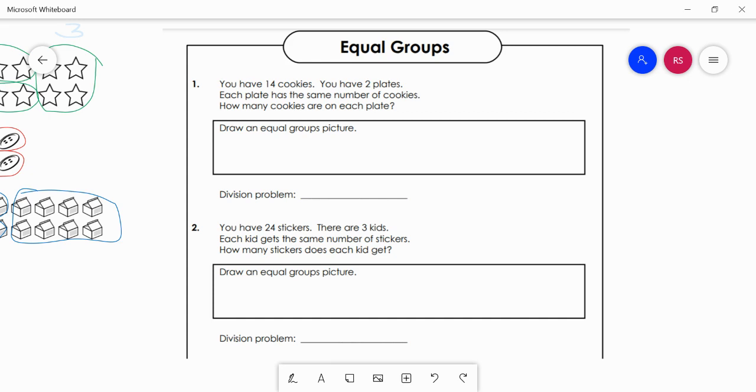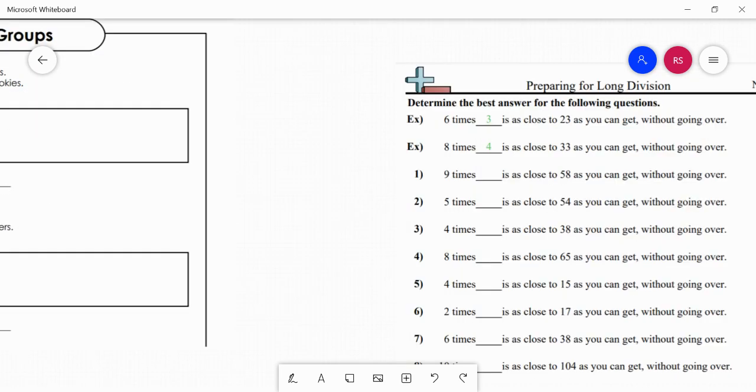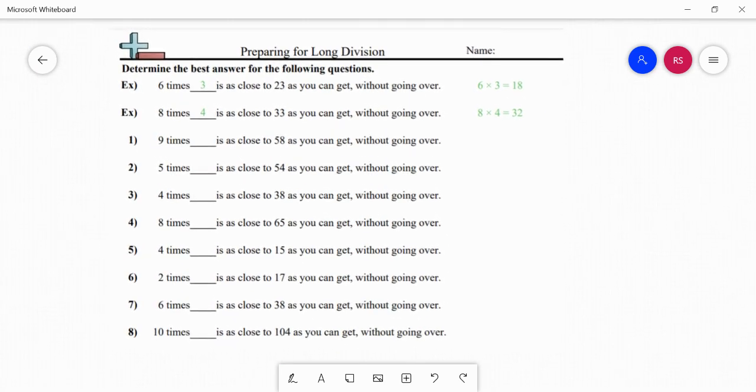Okay. Now that you've tried doing the equal groups on your own, I want to shift gears just a little bit because I want you to think about what happens when you can't make an equal group. So what happens if you have a problem that you're unable to make equal groups? You might have some left over. So we're going to shift ourselves over here to really preparing for long division. And we're going to think about, okay, what happens if I have a total, I have my dividend, and I can't make equal groups with my divisor?